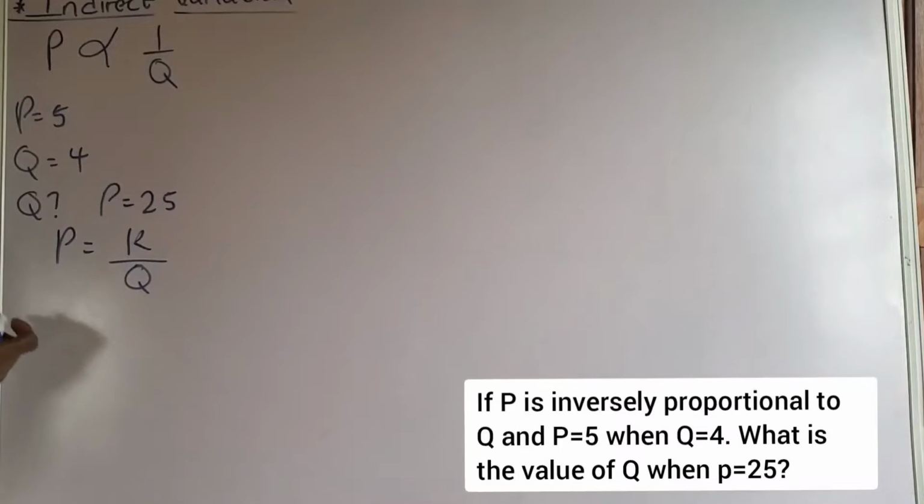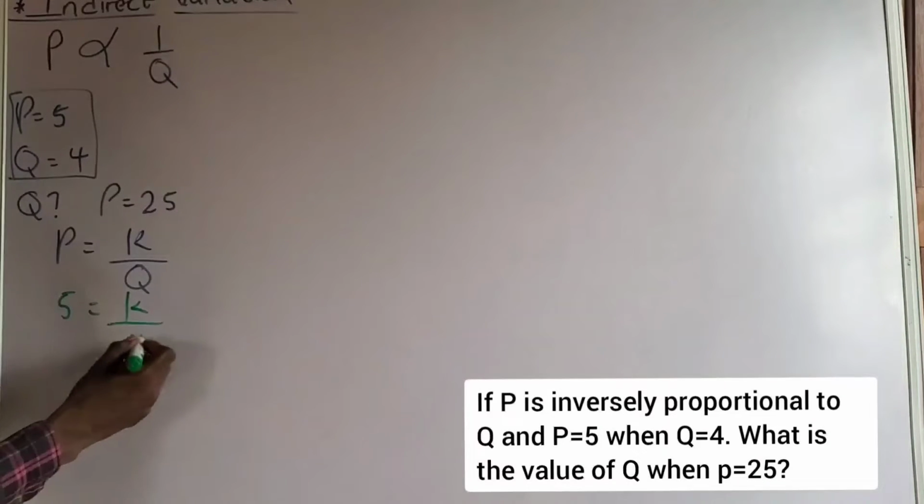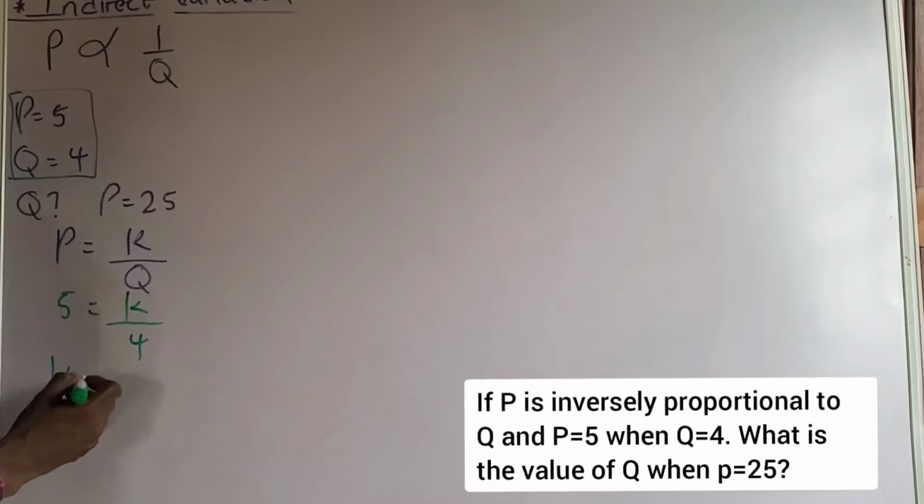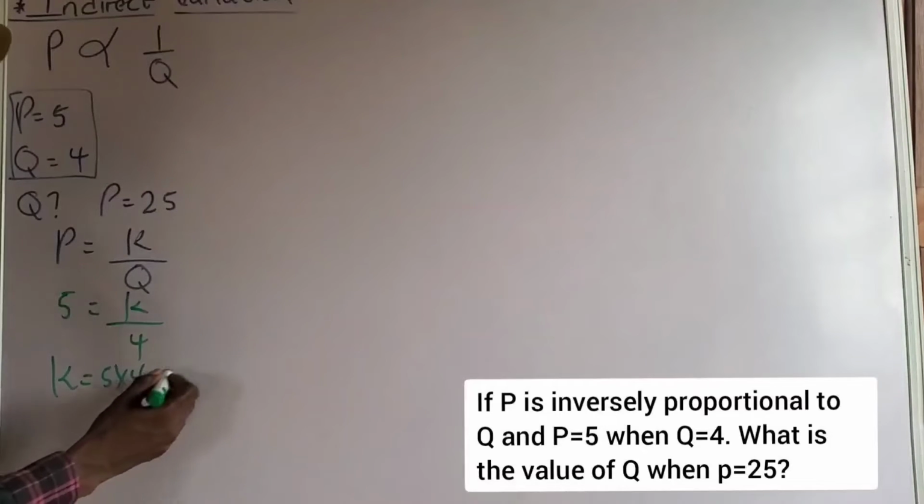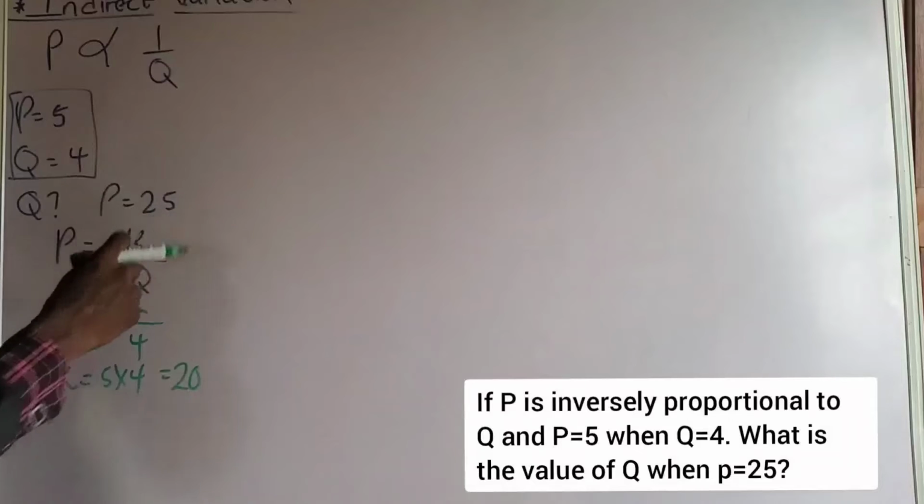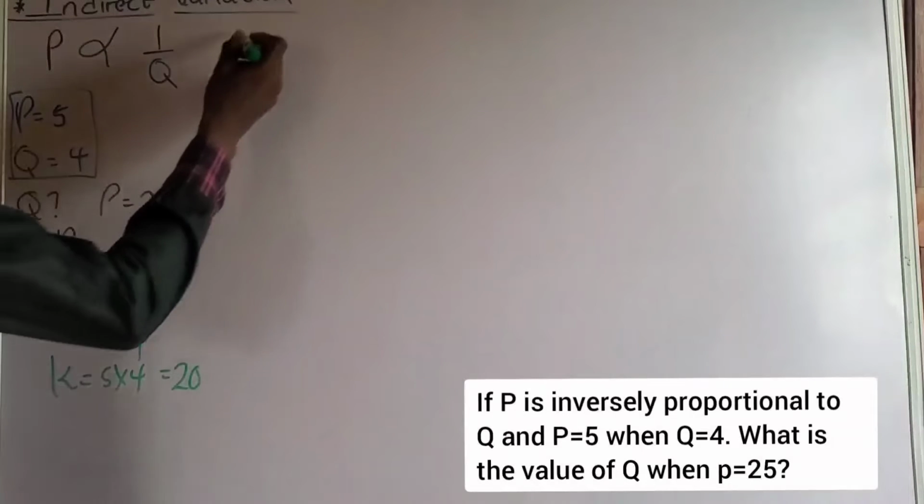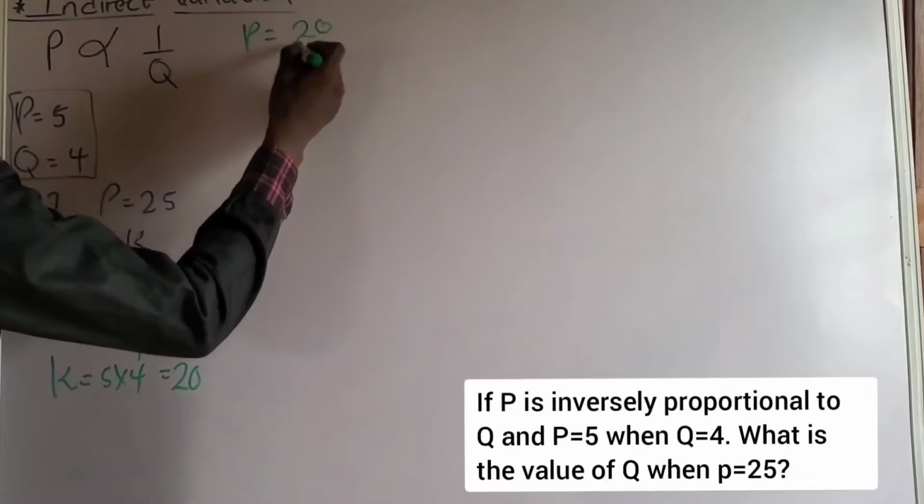Now, having gotten this, we can get the value of K based on the information about P and Q that we are given. Since P is 5 here, I'm going to have 5 equals K over Q. Q is 4, so I'm going to have this over 4. Hence, K equals 5 times 4, which equals 20. Now, having gotten the value of K as 20, we can easily get the value of Q when P is 25. Since K equals 20, I'm going to have P equals 20 over Q.